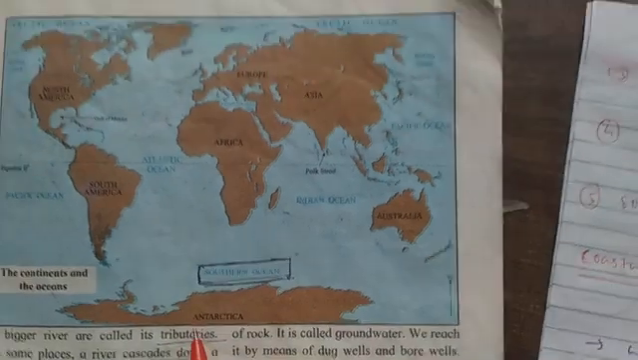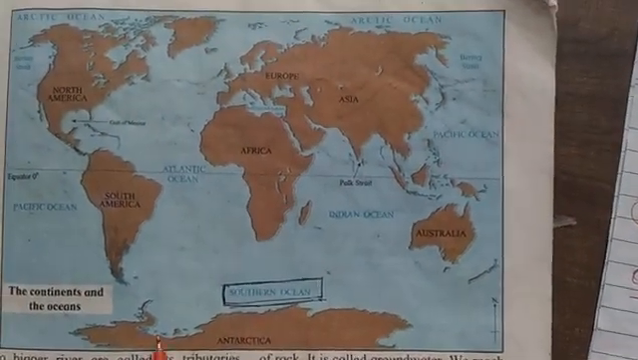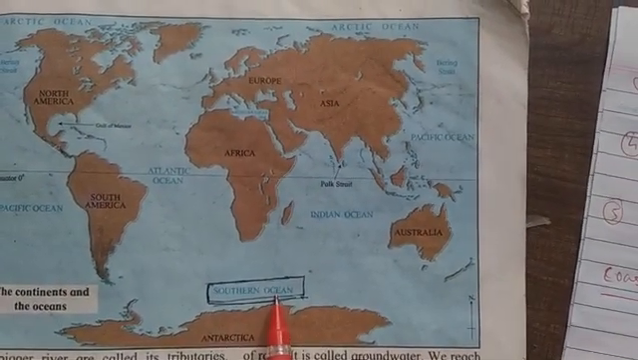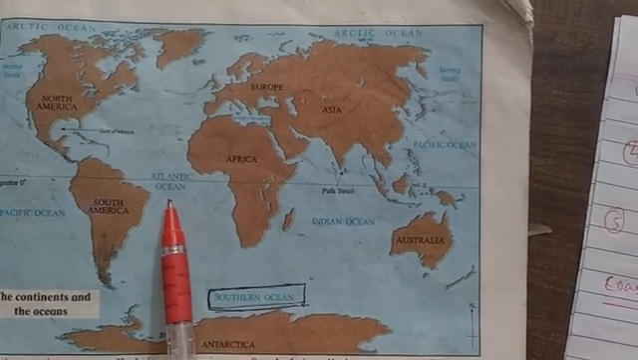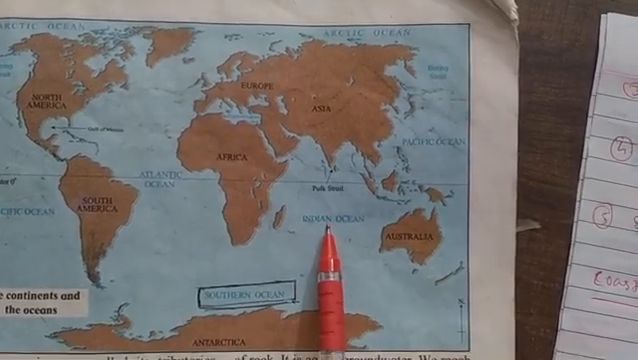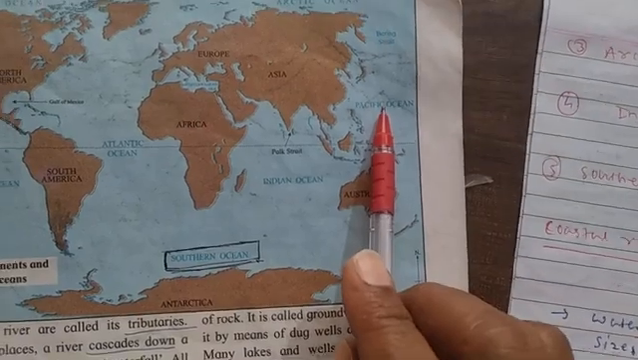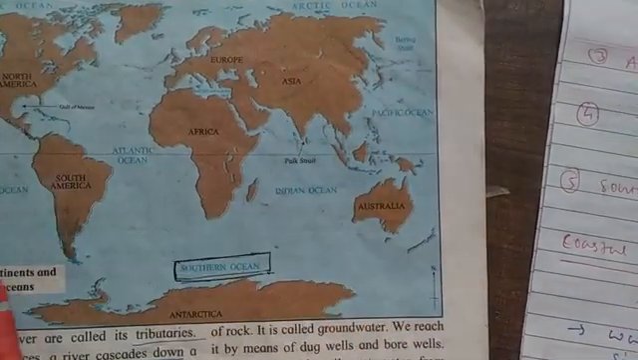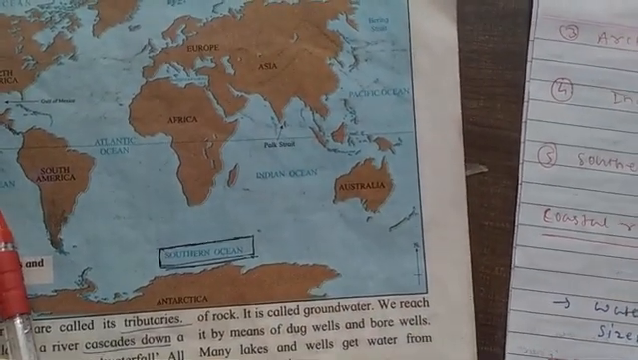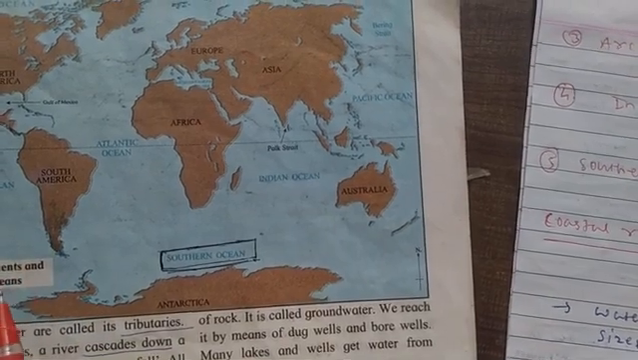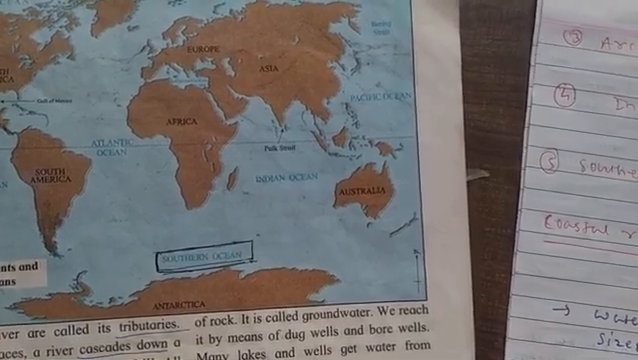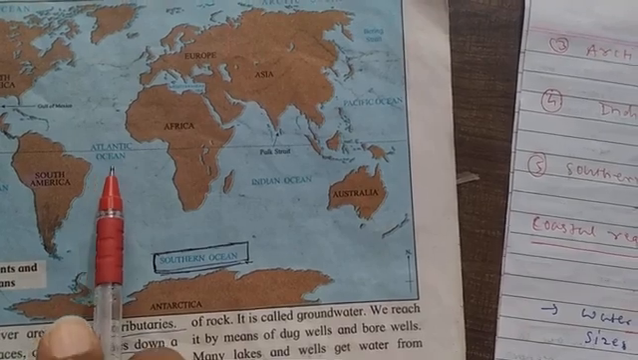Now I want to show you the picture of the oceans. Now you see the Southern Ocean, the Atlantic Ocean, the Indian Ocean, the Pacific Ocean, and the Arctic Ocean. And this is the Pacific Ocean. The Pacific Ocean is the largest ocean, and the Atlantic Ocean is the second largest ocean.